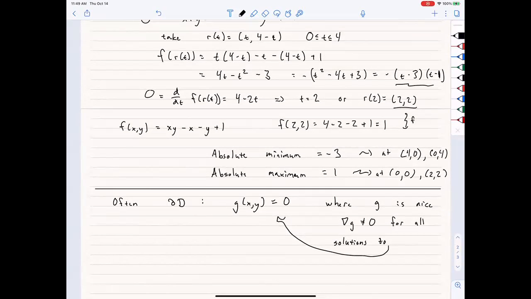Now, this is called a constraint. And we have other vocabulary that we use for this, which is to say this is a level curve of the function g itself. So we have a level curve. And now this is all done when we're talking about a constraint or a domain whose boundary is a constraint.